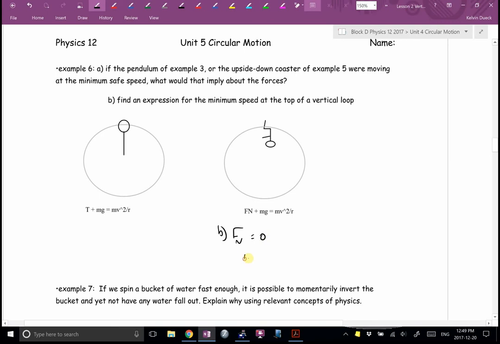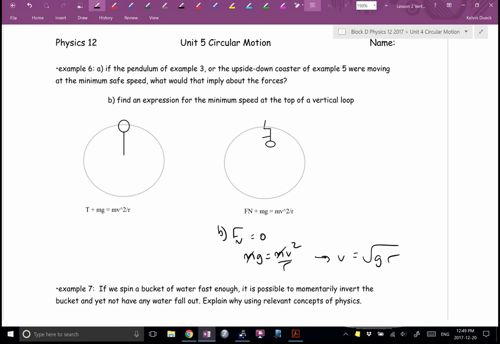Which would now give us mg equals mv squared over r. I just took that equation and let the normal force be zero. Now the m does cancel. In other words, the minimum safe speed doesn't depend on whether you're small or big. Get the v by itself. v equals the square root of gr. I'm willing to bet ride engineers have that memorized at their fingertips, and they know, don't ever do that.